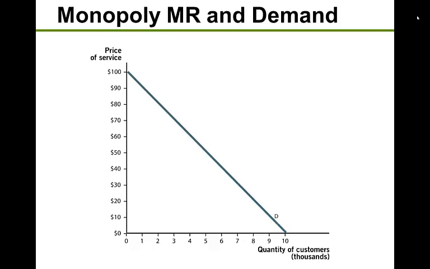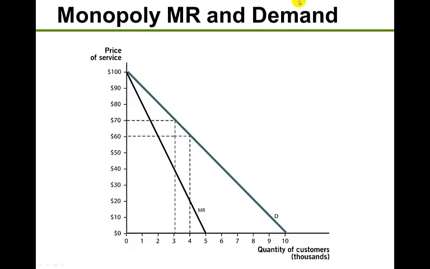You can draw a demand curve. It looks like this. And it just so happens that this is our marginal revenue curve. So let's say that our monopolist is here, charging a price of $70, selling 3,000 units. Let's say our monopolist wants to sell 4,000 units. So our monopolist knows, thanks to the demand curve, that if it wants to do that, it has to drop its price to $60.